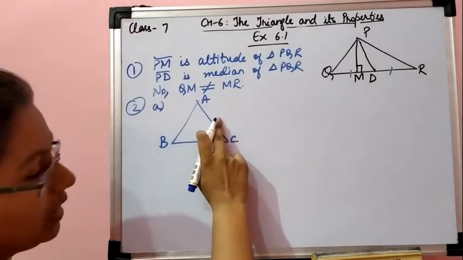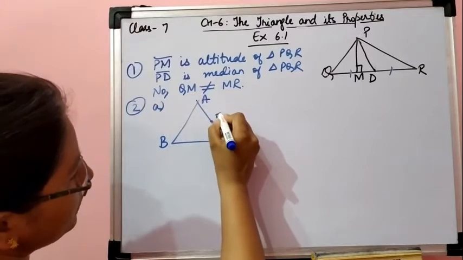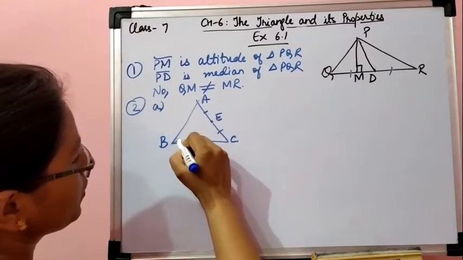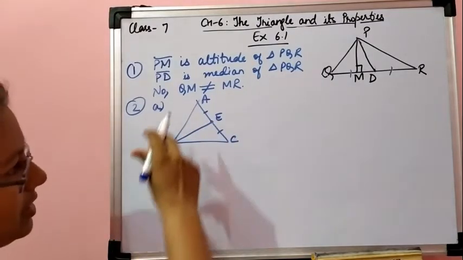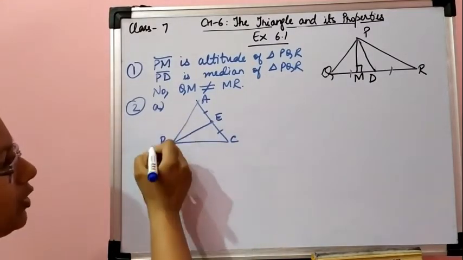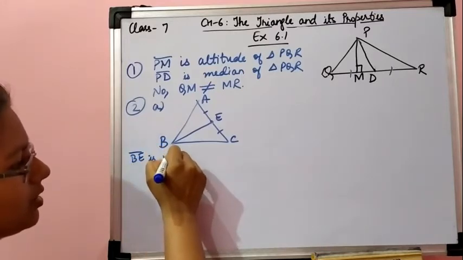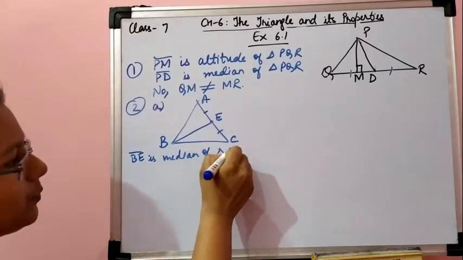E पॉइंट यहाँ आएगा एंड E should be midpoint of AC. तो यहाँ पे मिड पॉइंट ले लीजिए, इन दोनों को इक्वल दिखा दीजिए. Then BE is median of triangle ABC. This is the diagram. And you can write also that BE is median of triangle ABC.